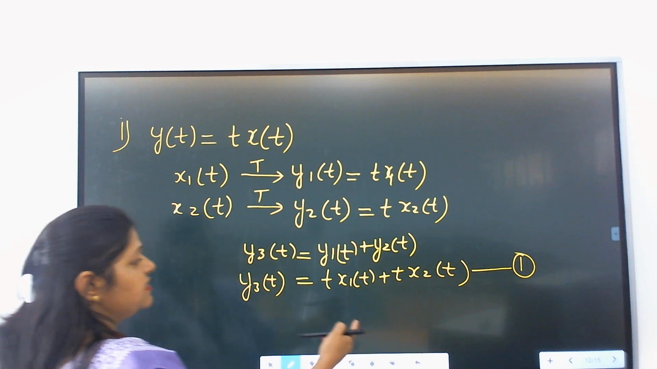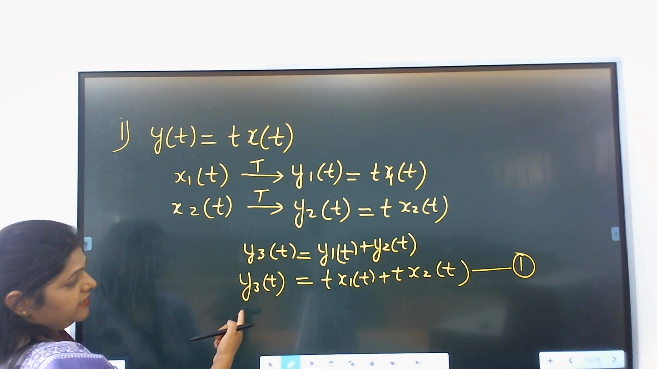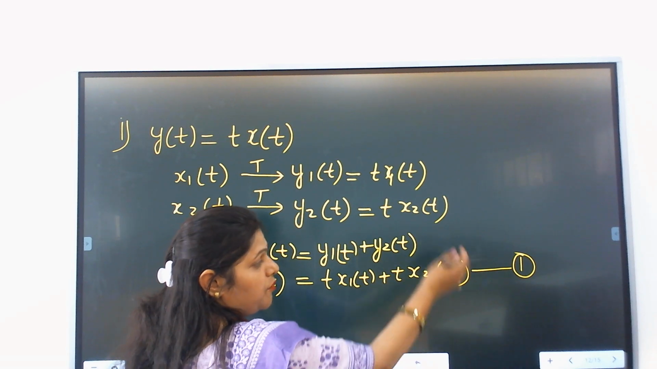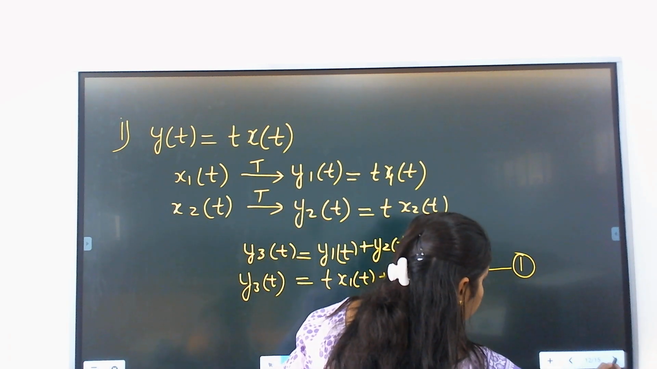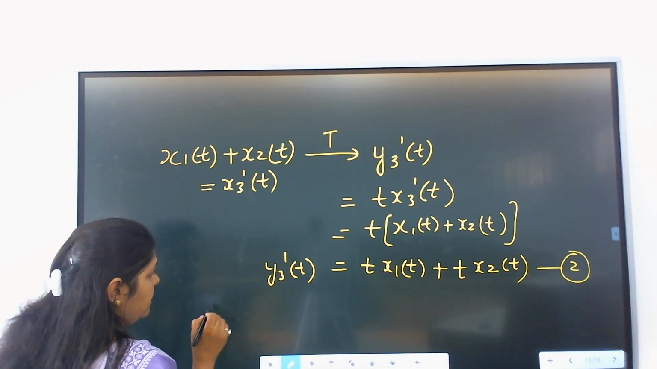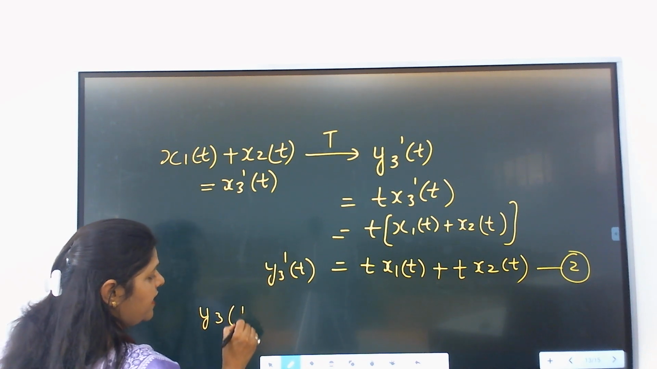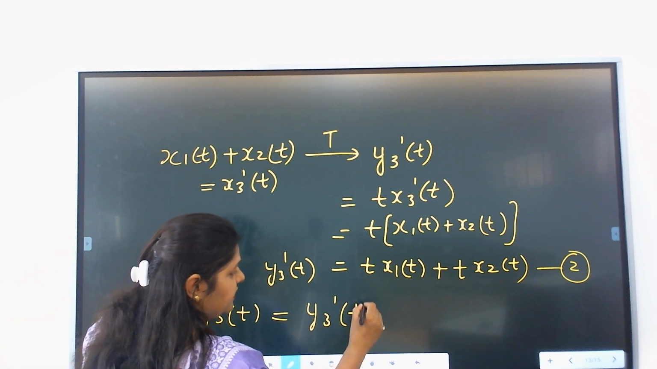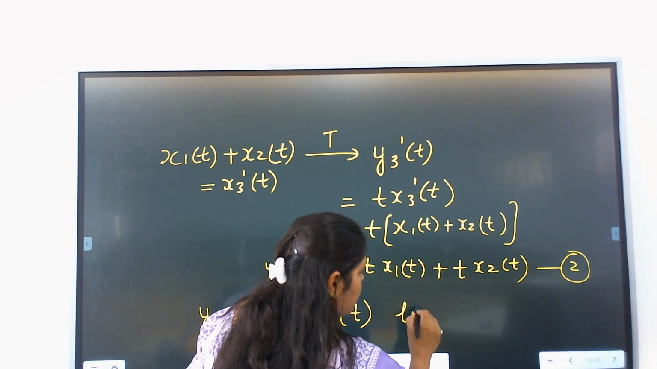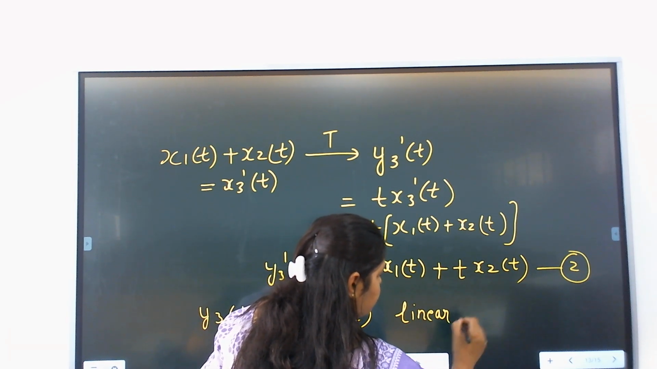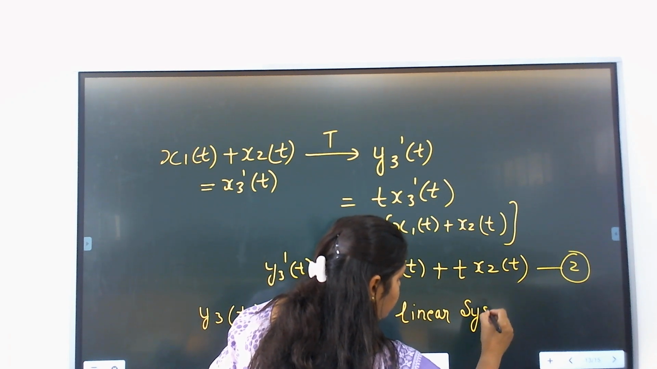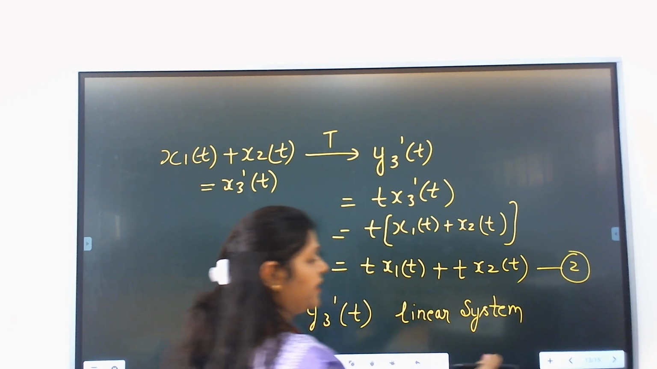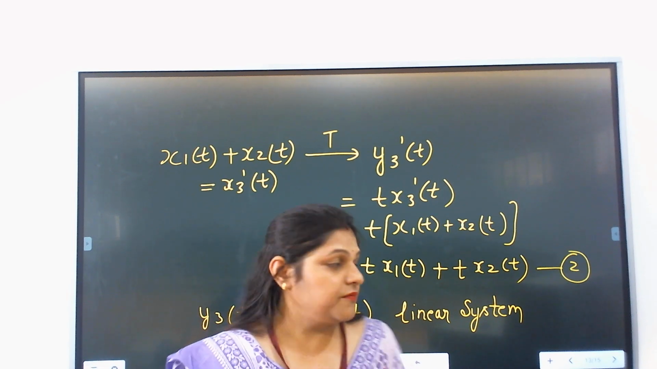As in the previous slide, you can see y3(t) equals t x1(t) plus t x2(t). Both equations are equal. When y3(t) equals y3'(t), then the system is called a linear system. We will check linearity by this method.